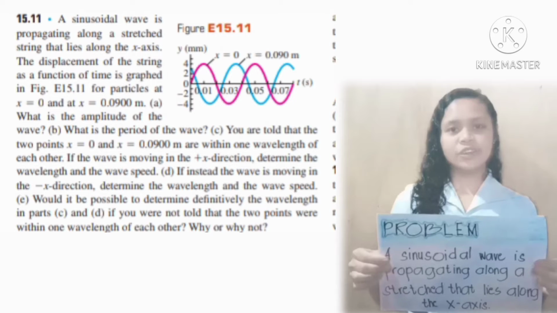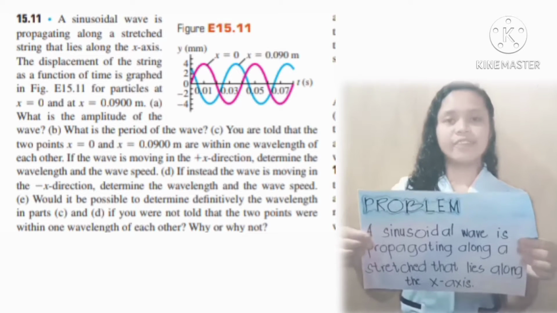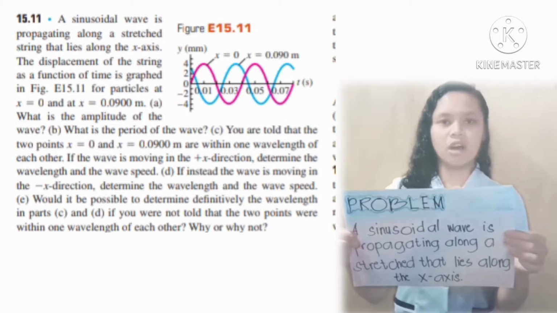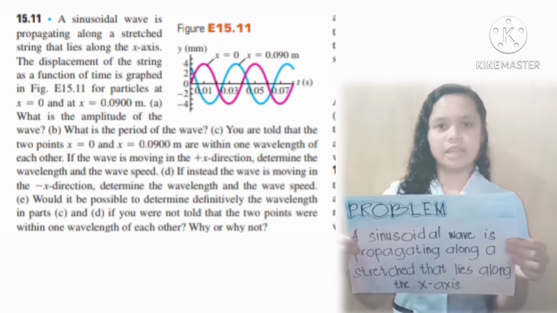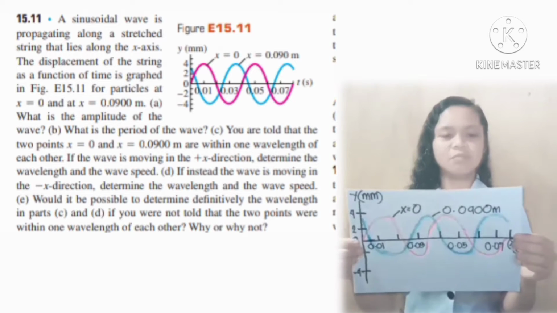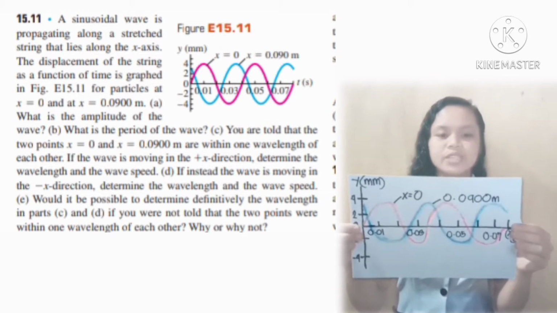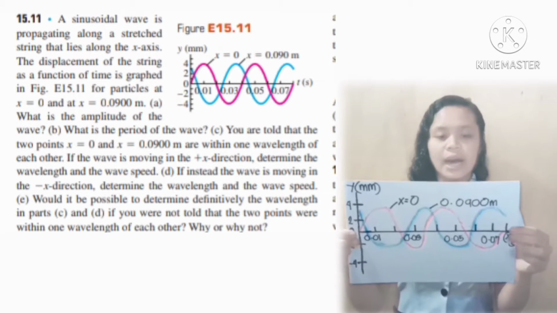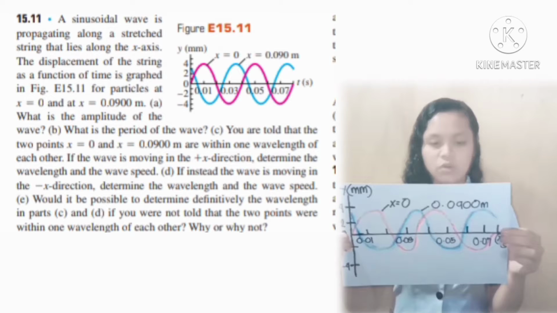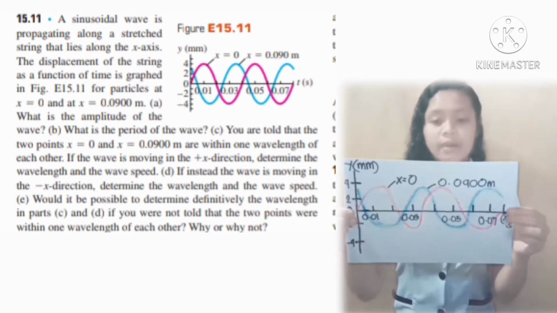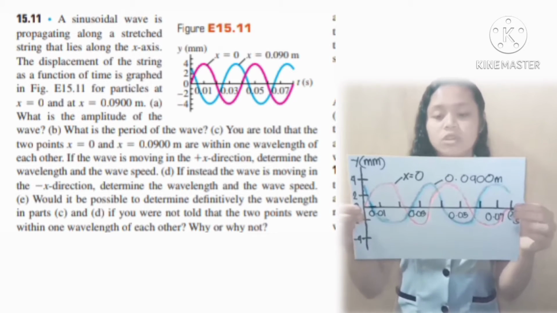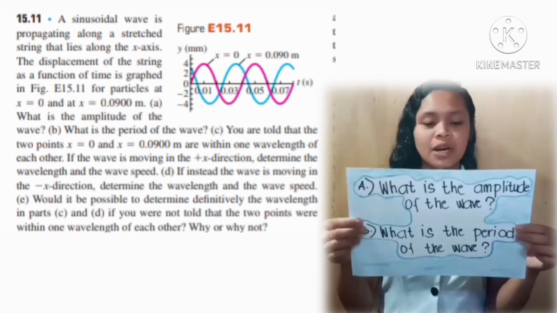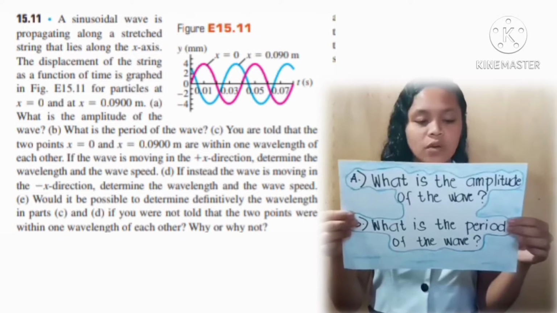Reymar Orlasan. Here to present the given problem. A sinusoidal wave is propagating along a string that lies along the x-axis. The diagram shows that the displacement of the string as a function of time is graphed for a particle at x equals 0, which is the red wave, and x equals 0.900 meters, the blue wave. In this problem, we are going to answer several questions.